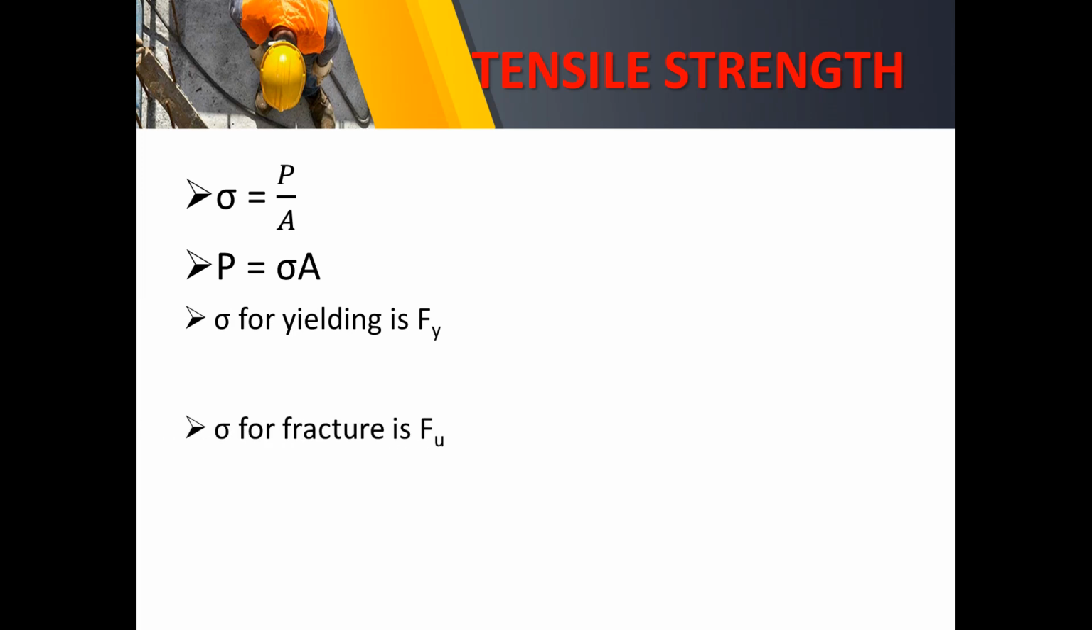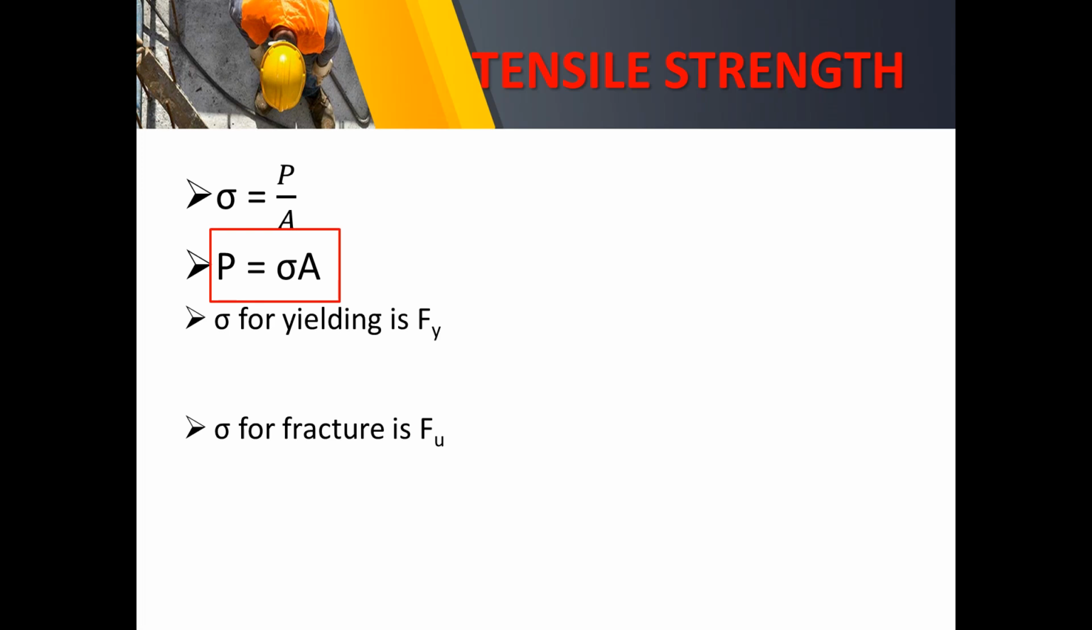Then, if the load is increased further, it will be subjected to fracture, wherein the concentration of the loading will be on the holes or on the net sections that are reduced, of course, wherein the cracking would now be evident. So again, the sigma for yielding is termed Fy, and the sigma for fracture is F sub U. This came from this formula.